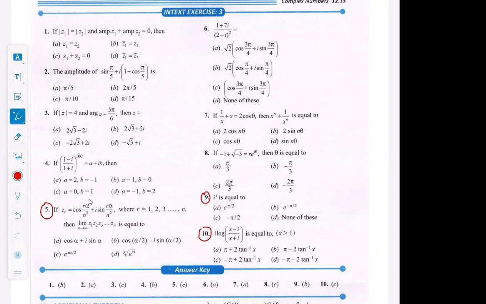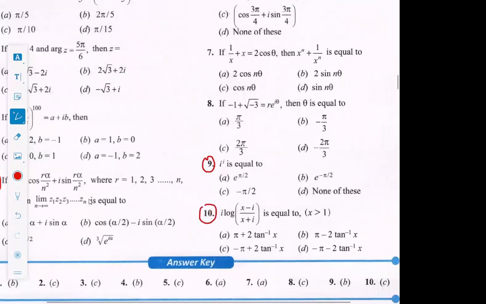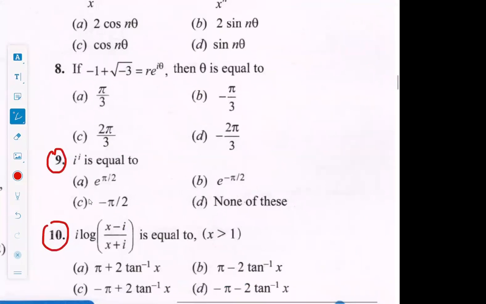Question number 5 involves limit. So till now you have not studied it. So leave it. And question number 10 involves inverse trigonometric function. You may leave it. Question number 9, I'm explaining question number 9.